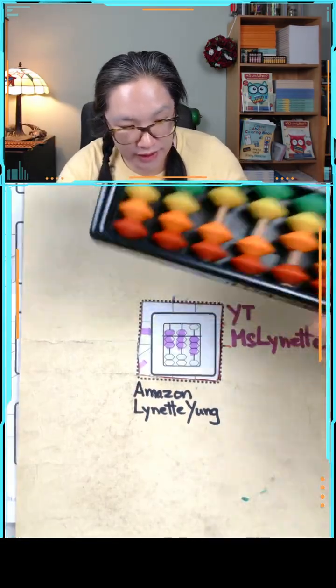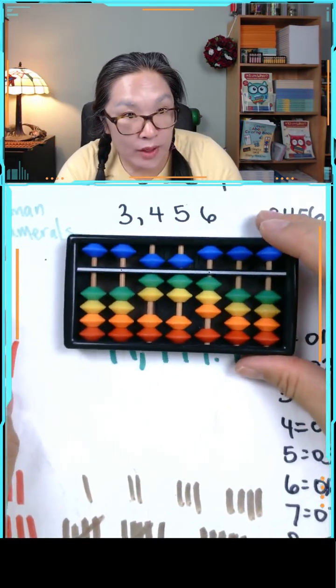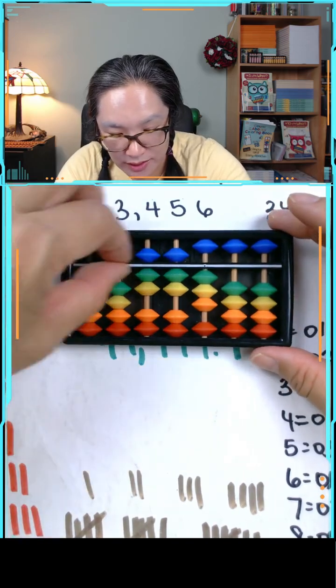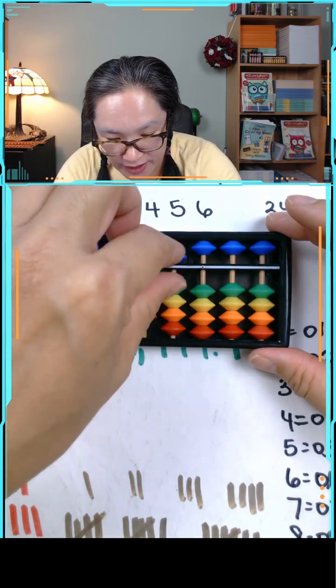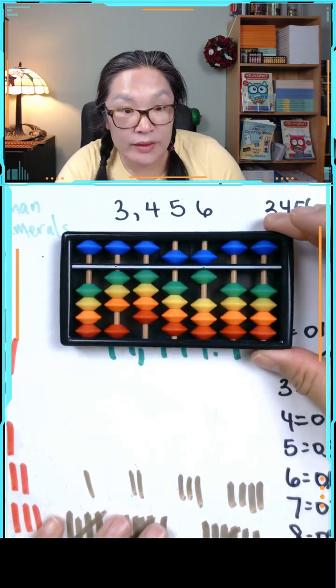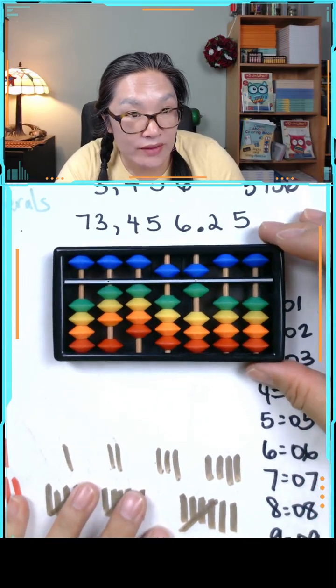So just like the comma, when we're looking at it, it'll be like this. We have 3,000. That would be the comma. 3,000, comma, 456. And then we can do this one, right? We can do 73,000.